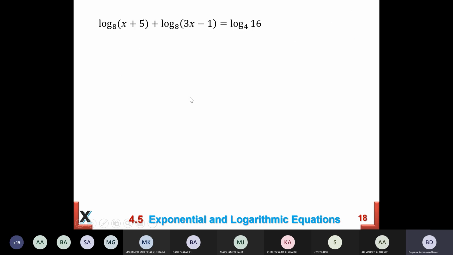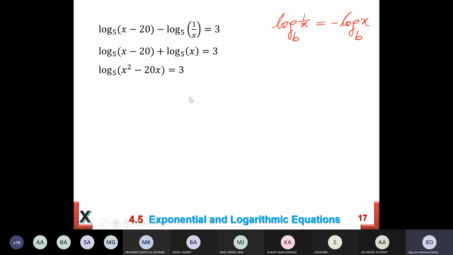So after that, Shabab, I'm sure you guys can easily follow the rest of the solution. X squared minus 20x will be equal to 5 to the power of 3, which is 125. Am I right? So you just need to solve this quadratic equation, and then after you solve it, please check your solution with the original equation, Shabab.